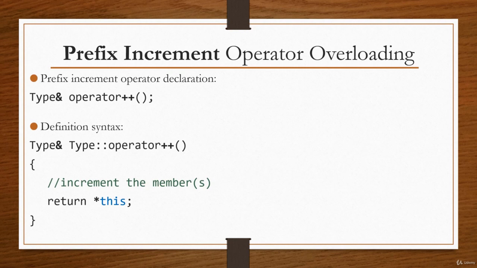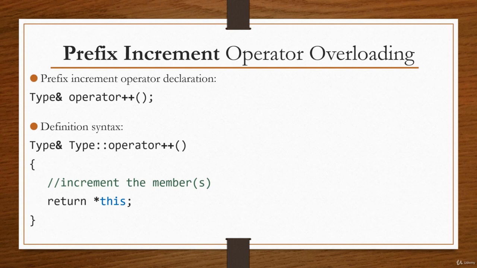In the second point, we have the definition syntax. It's going to return a reference to the user-defined type again. So the user-defined type, the scope resolution operator, the symbol, so plus plus again. And notice also here this doesn't have any formal parameters, so it doesn't take in any arguments. That's important because the postfix version does take in an argument.